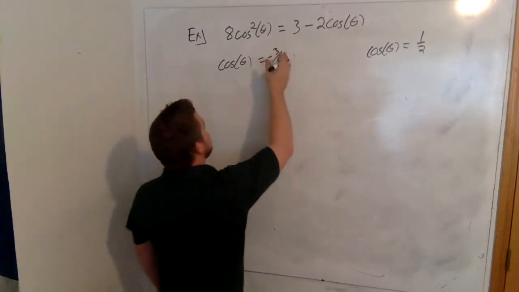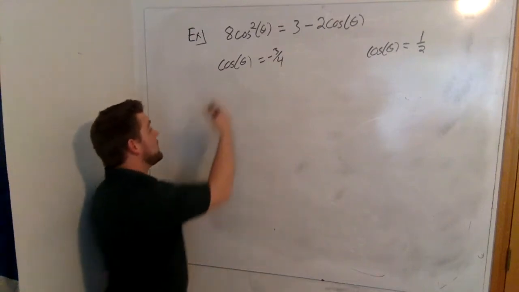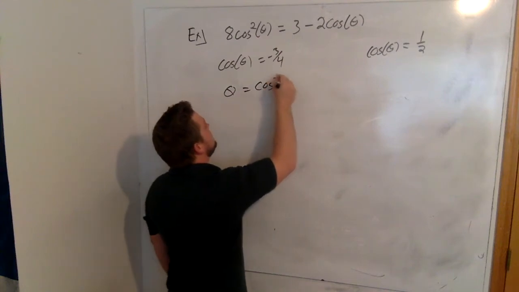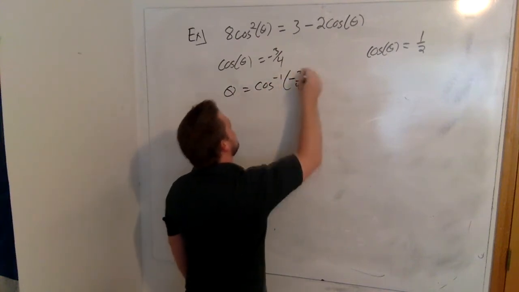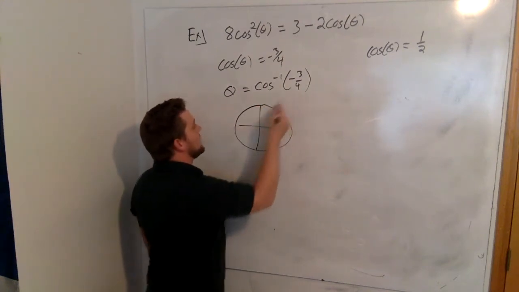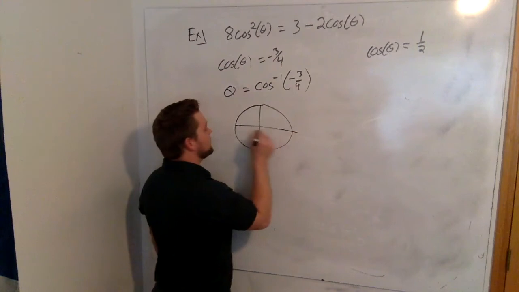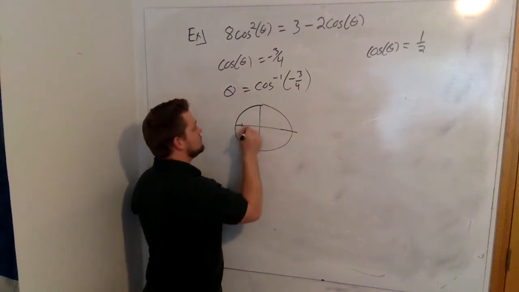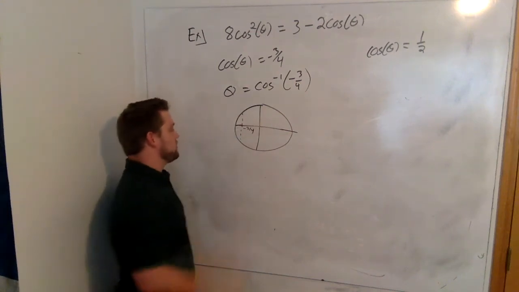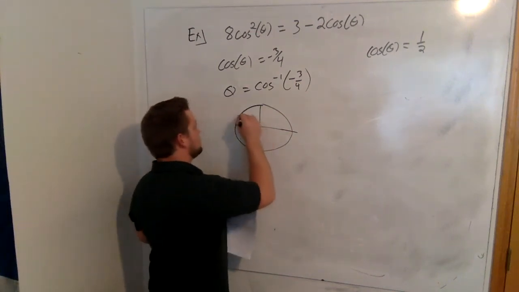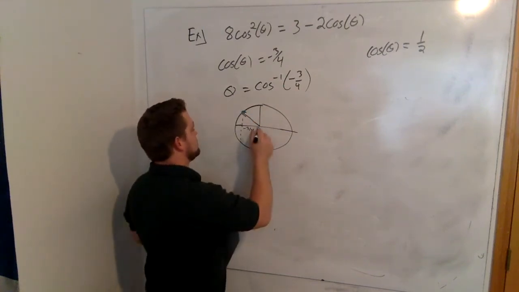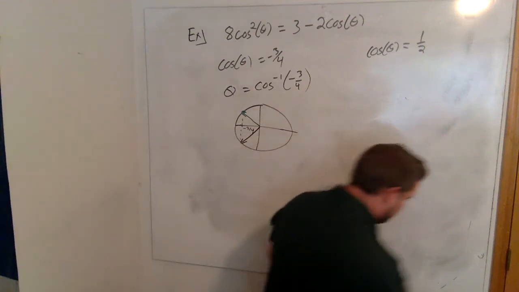This first one, negative 3/4, is not a nice number on the unit circle. We're going to have to use our calculator for this one. So here theta will be equal to the cosine inverse of negative 3/4. I like to draw a unit circle. Negative 3/4 for the x-coordinate, so negative 3/4 is roughly right here. And I want to know the angles that give me an x-coordinate of negative 3/4. So there's this one here. This is the one the calculator will tell you. But there's also this angle here. This is the one your calculator won't tell you.